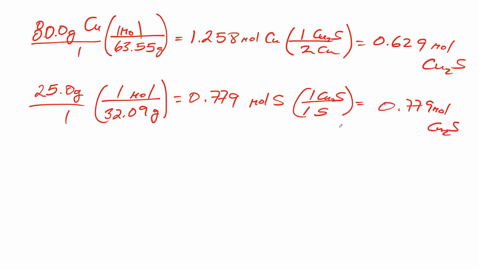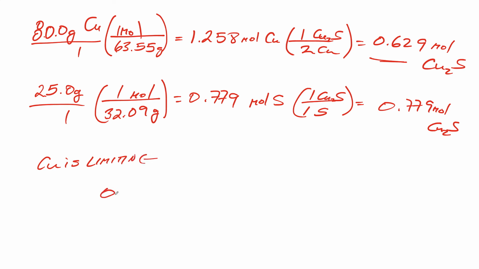Now, which one's less? This is where we do the mathematics, because even though sulfur has less mass, we actually have more moles of sulfur. It's going to make more moles of copper(I) sulfide than the copper will. So this is our limiting reagent. So copper is limiting. It's going to run out first.